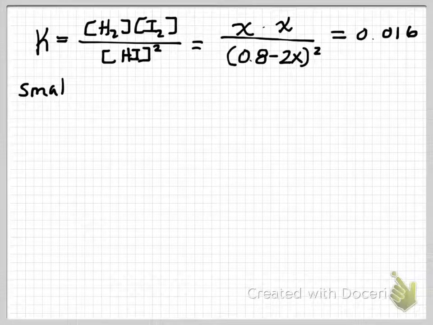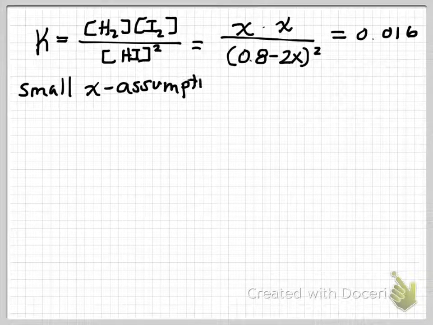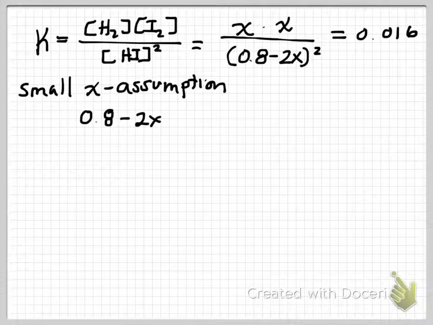So at this point, the goal is going to be to determine the value for x. And we can do that in a couple of different ways. We can do a lot of algebra and a quadratic relationship here. This is going to be a quadratic equation to solve for x. But the first approach that I recommend is to look at this idea of the small x assumption. Which is essentially going to say 0.8 minus 2x is going to be approximately the same thing as 0.8.